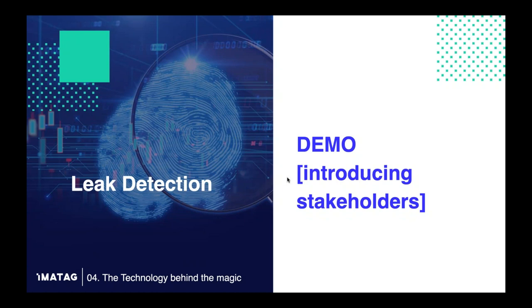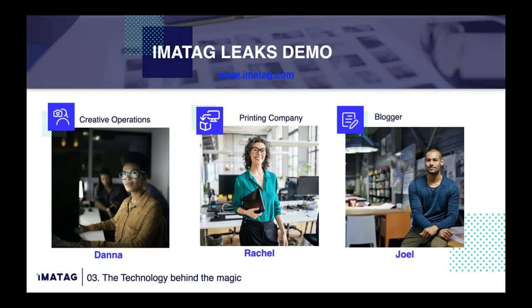To demonstrate how IMATAG Leaks functions, I'm going to do a little live presentation. And for that, I'm going to be taking the role of three different characters to explain a little bit how it works in real life. So we have Dana, who is in creative ops and is the person that creates the visuals. We have Rachel, who works at the printing company and prepares the brochures and the point of purchase prints. And then we have Joel, who's our blogger, who loves to blog about new products before they come out and talk about their release ahead of time.